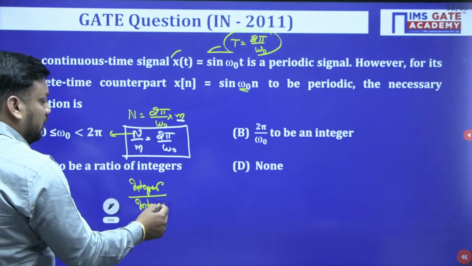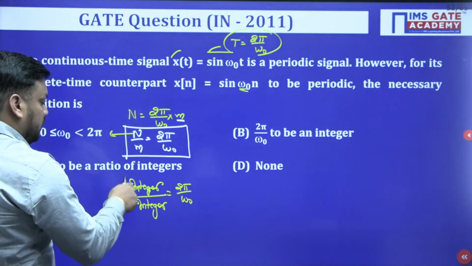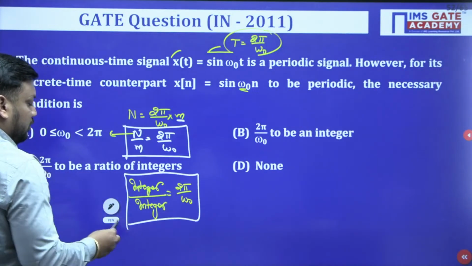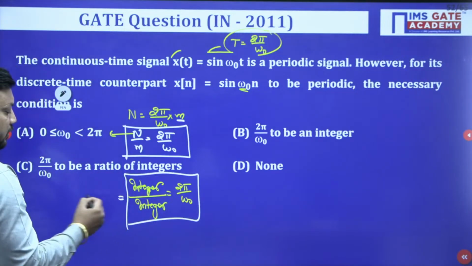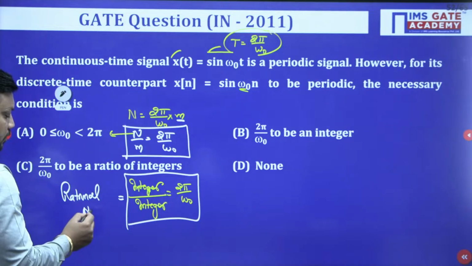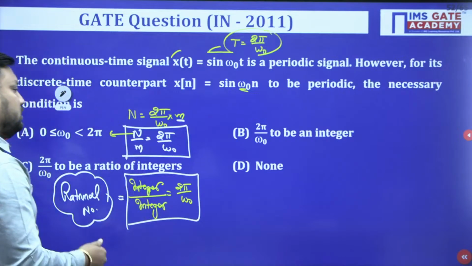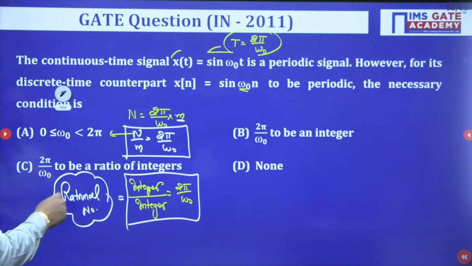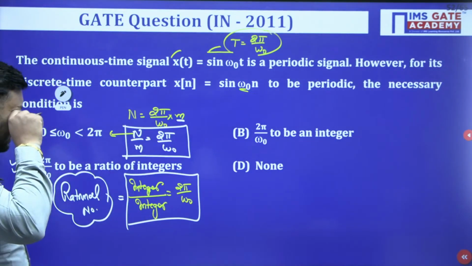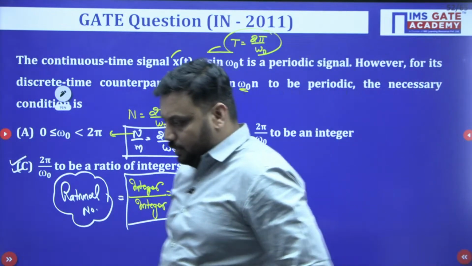Small m is also an integer. So integer upon integer will be what, guys? Integer upon integer is nothing but a rational number. So that is why the answer is that 2 pi by omega 0 is a ratio of integers, or a rational number. Option C is the correct answer. Shabash, very good beta, very nice.